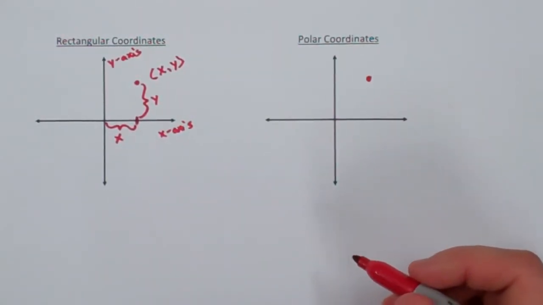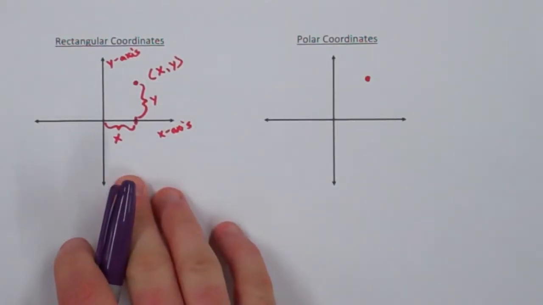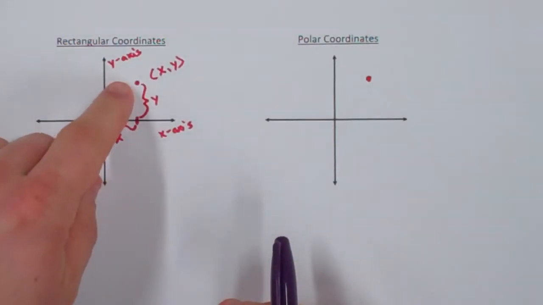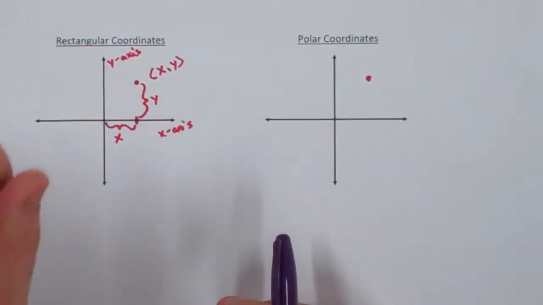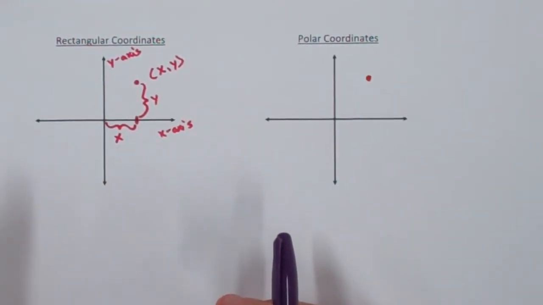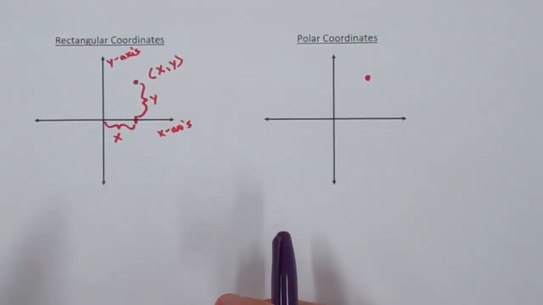There are actually a variety of ways that we could describe the location of that point, and one way is with a polar coordinate. For rectangular coordinates, this x comma y describes a unique location, and there's only one way to describe that location. If the x changed at all, you wouldn't be in the same spot, or if the y changed at all, you'd be somewhere else. So there's only one way to do it.